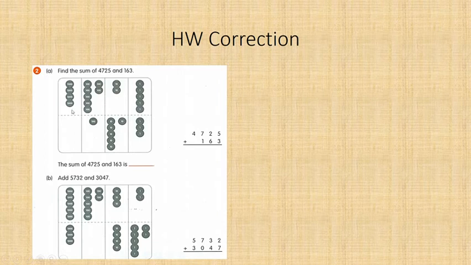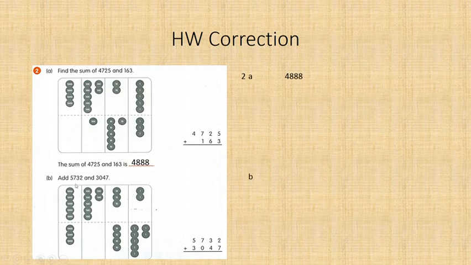And the thousands is going to be 4,000. So let's do it here. It's going to be equal to 4,888. Or you can do it like that: 5 plus 3 equals 8, 2 plus 6 equals 8, 7 plus 1 equals 8, and 4 with nothing is going to be equal to 4. So the answer is going to be equal to 4,888. Okay, question number B.